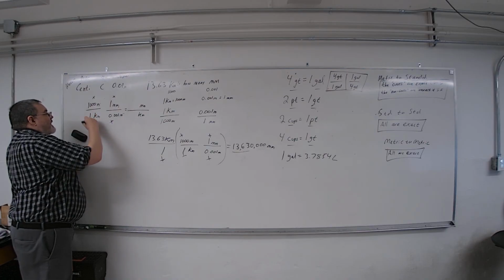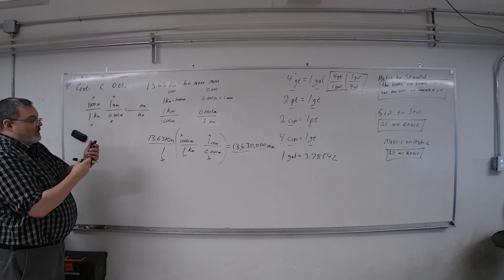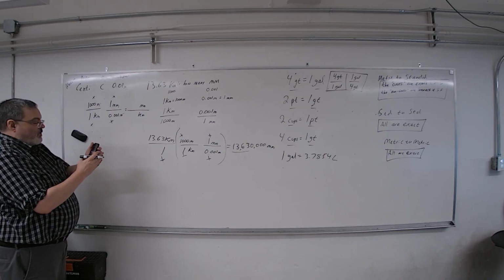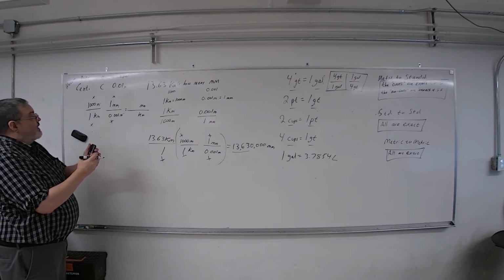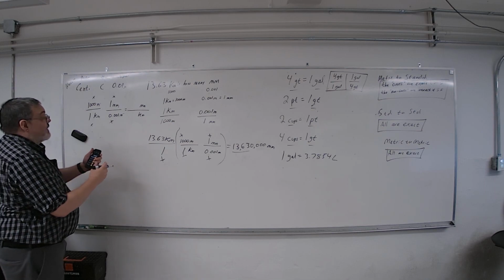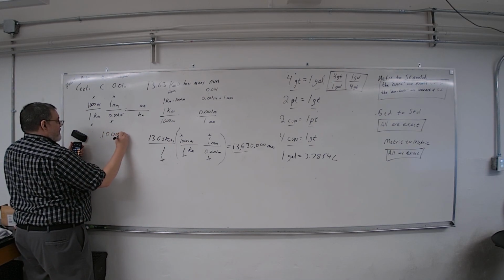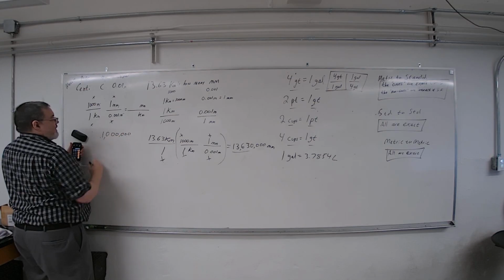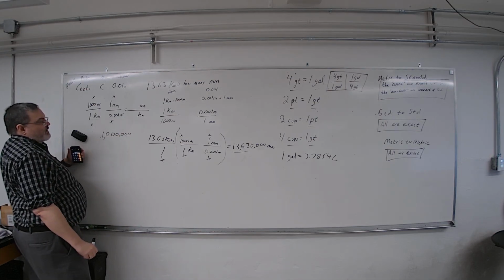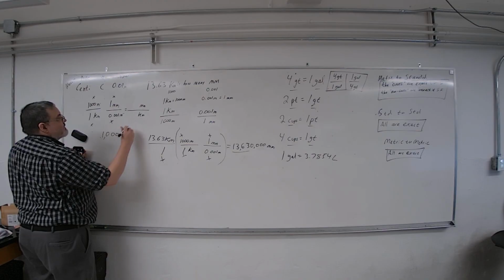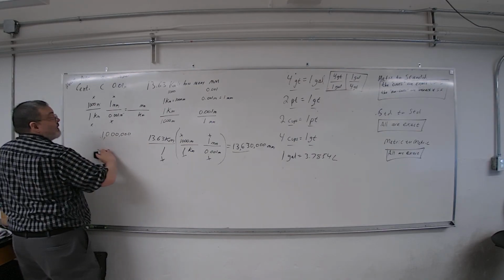That's exact. They're all exact. 1,000 divided by 0.001. My calculator says essentially 1,000 times 1,000. So I wrote it over up here.